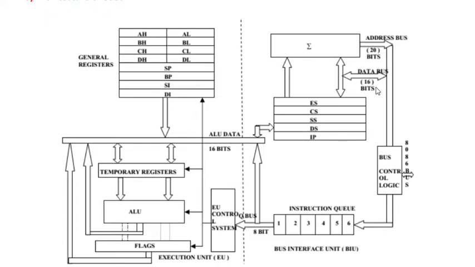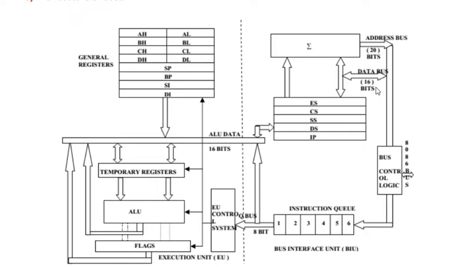The execution unit is responsible for letting the BIU know from where the instruction and the data is to be fetched. It is responsible for decoding the instruction, and it is responsible for execution of the instruction.